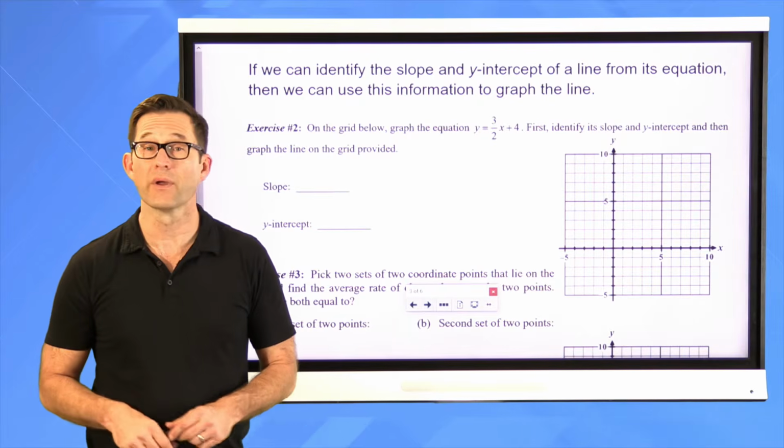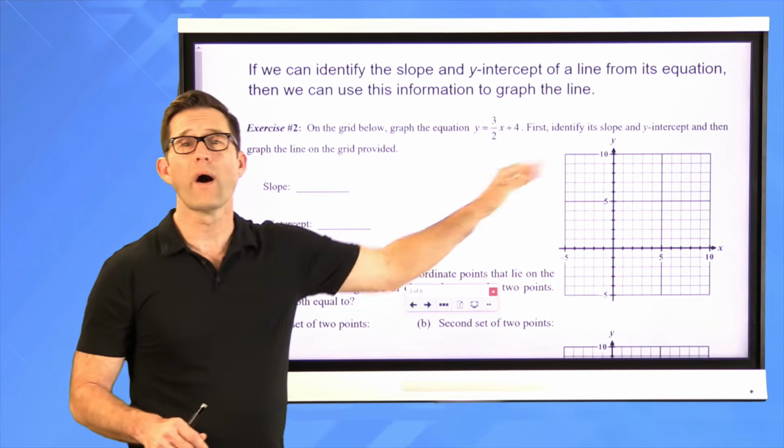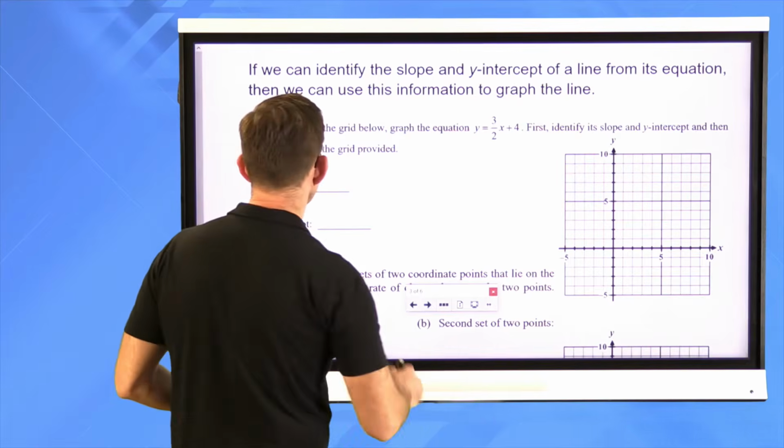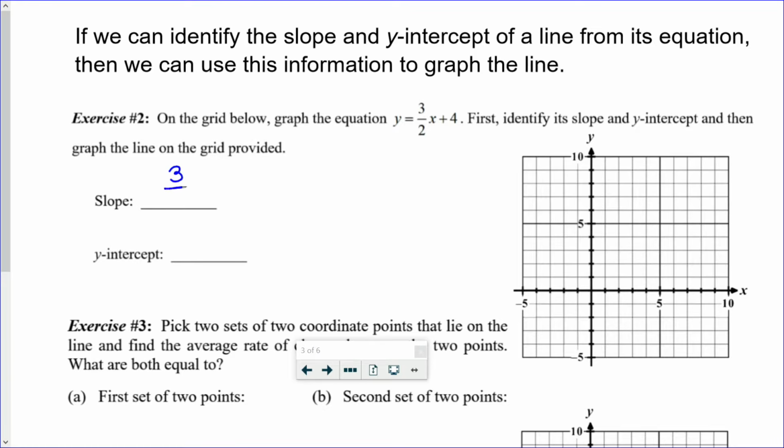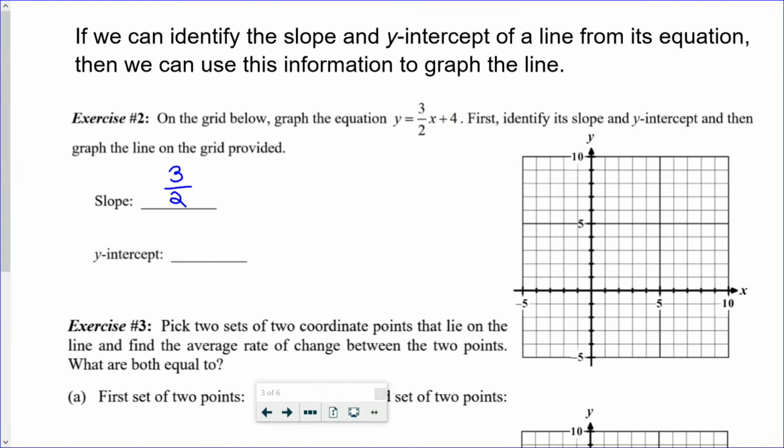All right, well, here we go. It's already written in beautiful y equals mx plus b form for me. So my slope happens to be 3/2. My y-intercept happens to be positive 4. Remember, the slope doesn't include the x. Please don't tell me the slope isn't 3/2 x.